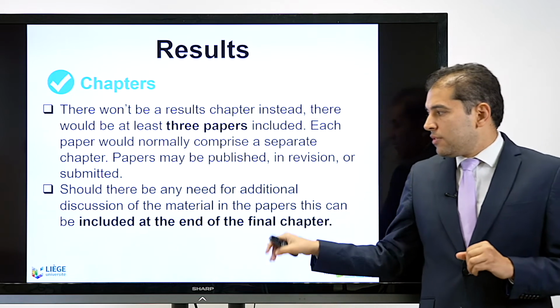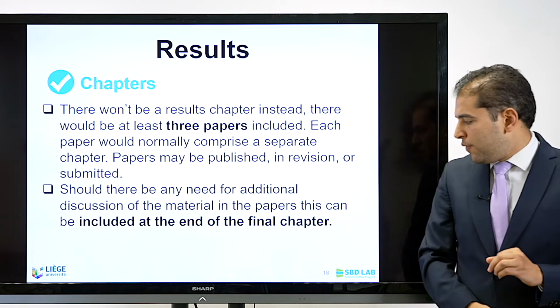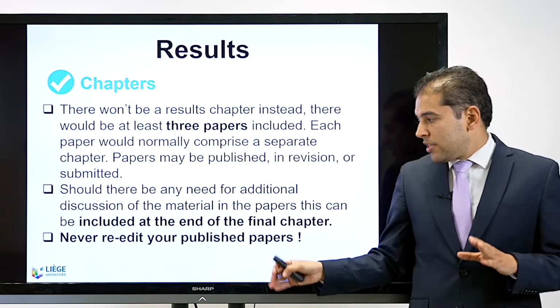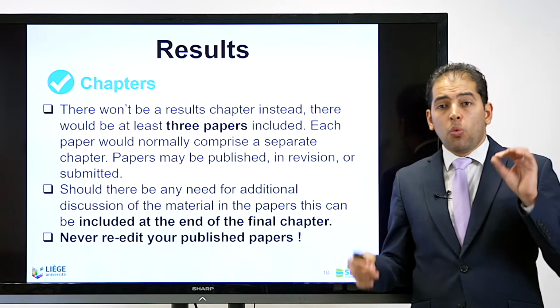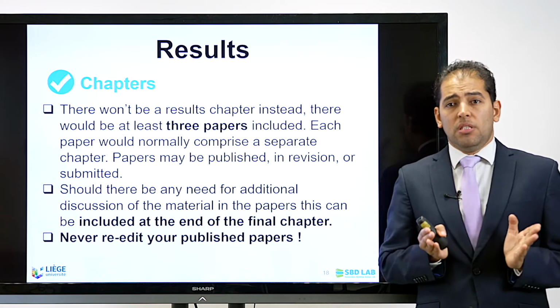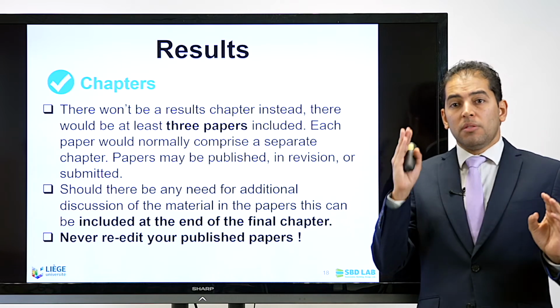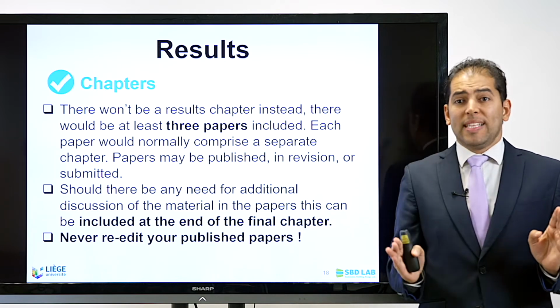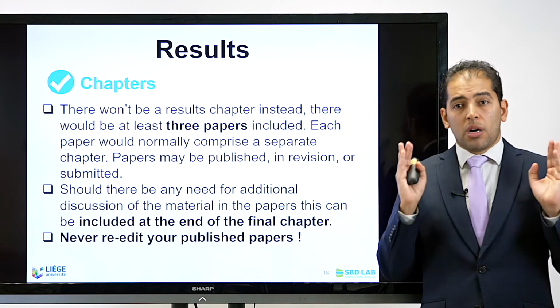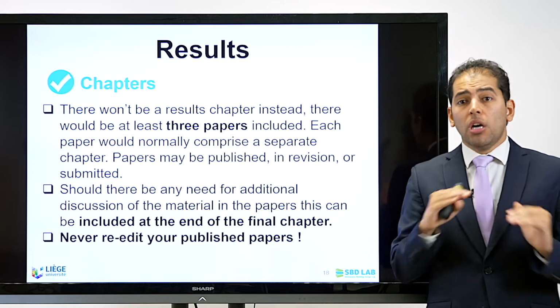Should there be any need for additional discussion, like I told you, then it has to be included at the end of the final chapter. Never re-edit your published papers. Once you re-edit your published paper, this is not an article-based PhD. And this needs to be made very clear to the supervisor, and to all examiners. If those people are asking to re-edit the published article, this is not an article-based PhD.